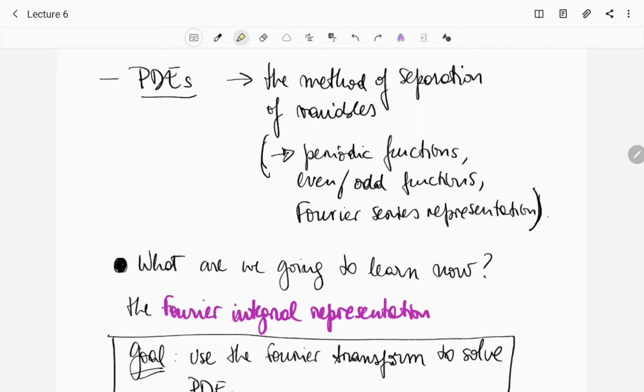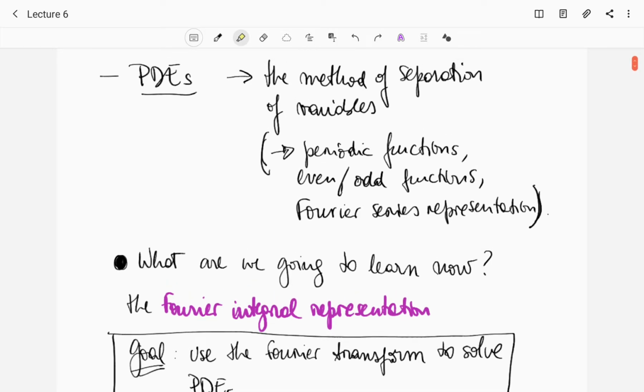So, what are we going to learn now? We are going to learn another method, another technique to solve partial differential equations, which is again related with Fourier. But before we had Fourier series representation, so the important one is this one, series. And now we will have Fourier integral representation. Okay, so that would be the difference between the method of separation of variables and this new method that we are going to see now.